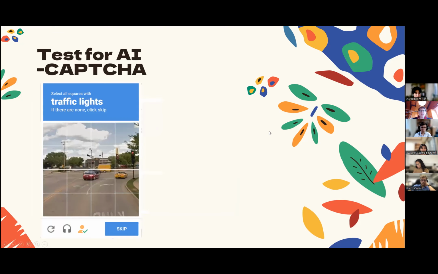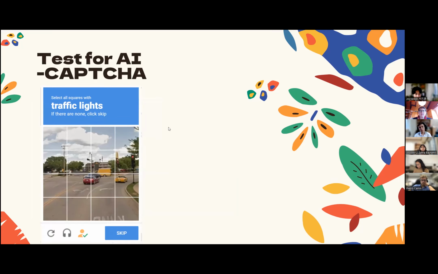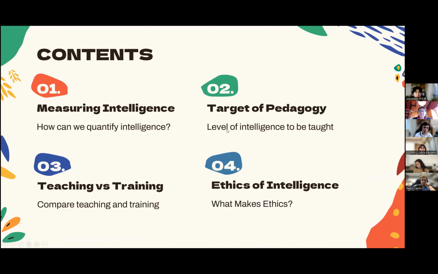A really famous Turing test is the CAPTCHA that you see on many websites. This is the CAPTCHA that you may have experienced before. This type of simple Turing test is already so old that almost all such tests are passed by AI from companies like Google or others. But this is a very simple example of a Turing test. Actually, it's the reverse Turing test, but well, this is a Turing test. Yeah, that was the first chapter. Let's move on to the second chapter, the target of pedagogy.